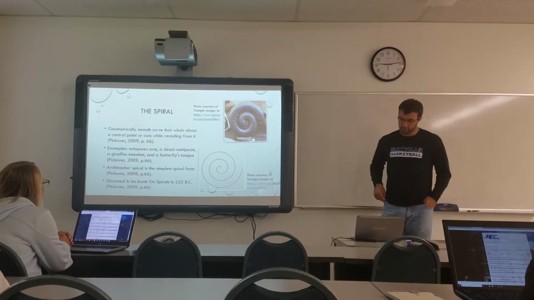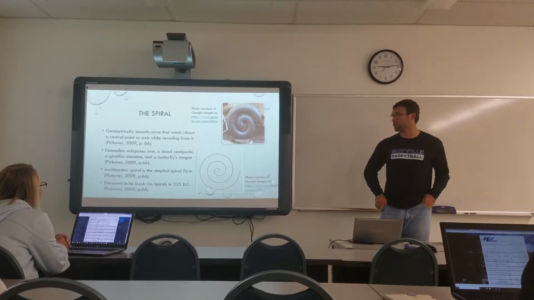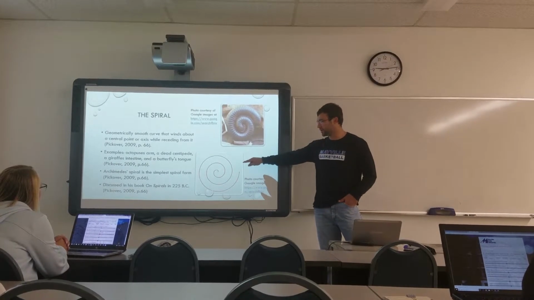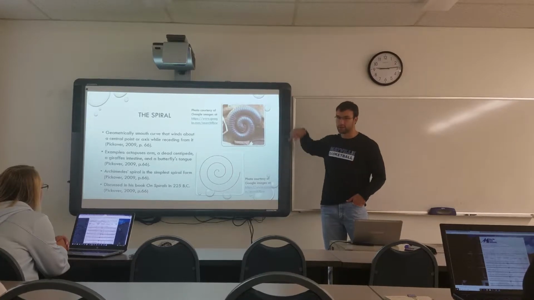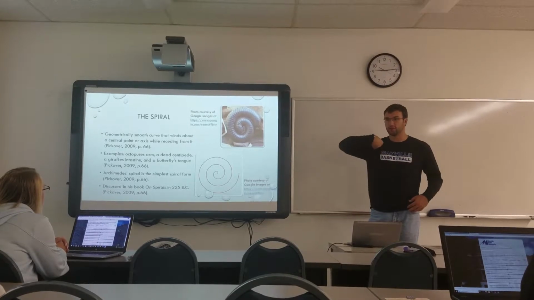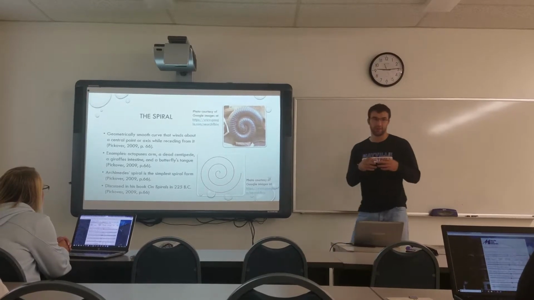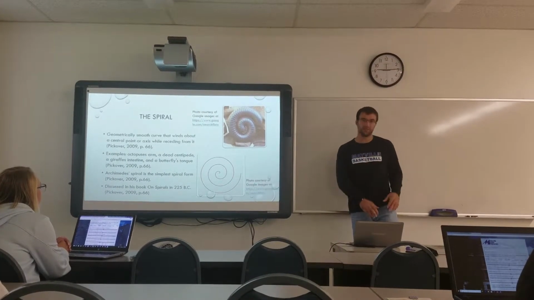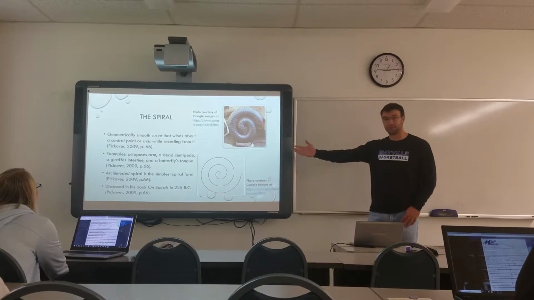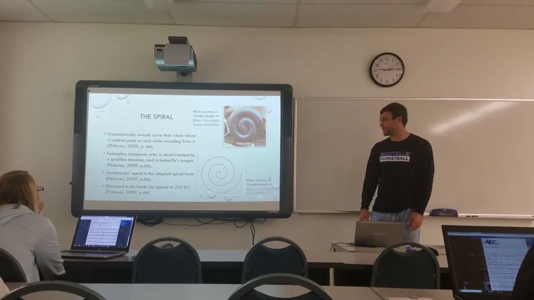So the spiral, the definition is a geometrically smooth curve that winds about a central point or axis while receding from it. So as you can see down here, that's a spiral. It starts at a point and then it just keeps winding and spiraling away from it. Some examples are an octopus's arm when it's curled up. This is a spiral. A dead centipede, as you can see here, hopefully you guys haven't had this, but in some rooms there'll be little dead centipedes curled up on the ground. That's a spiral. A giraffe's intestine, that's pretty cool. It's a spiral. And a butterfly's tongue, that's interesting.